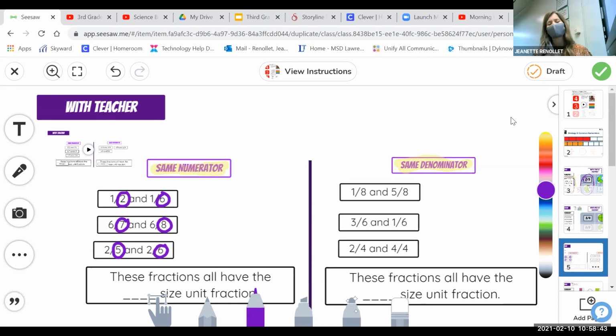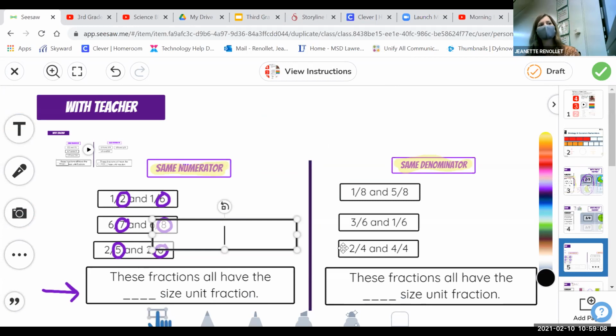1/5 and 1/6. Will they be the same size unit or different size unit fractions? Different, right? So over here, same size or different? All of these fractions have different size unit fractions. We're going to type the word different into our sentence stem. These fractions all have different size unit fractions. Go. Type it into your text box and we're going to move it into our sentence stem.